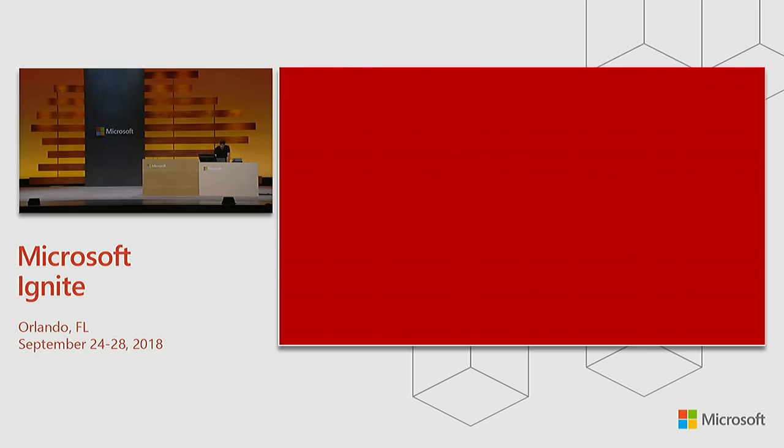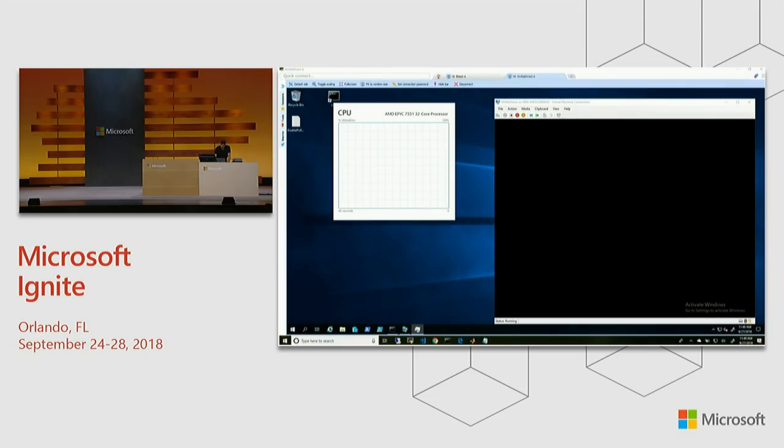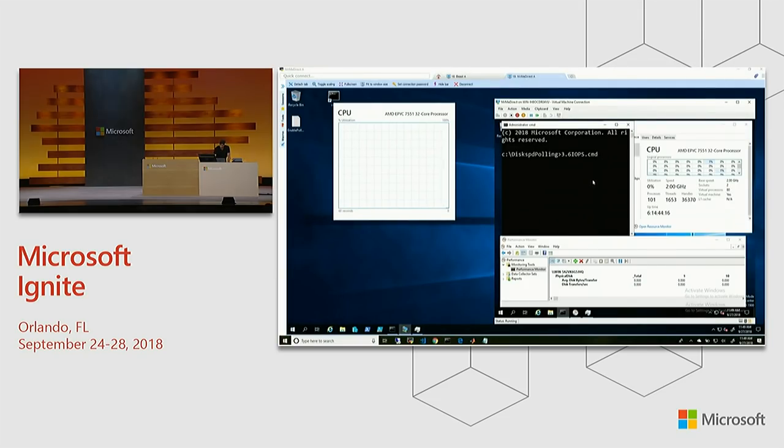So this tab is an NVMe Direct VM. We're actually looking at an Azure server host here with Task Manager running on the host. This is the VM with an application running in it that I'm going to launch. You can see perfmon here.